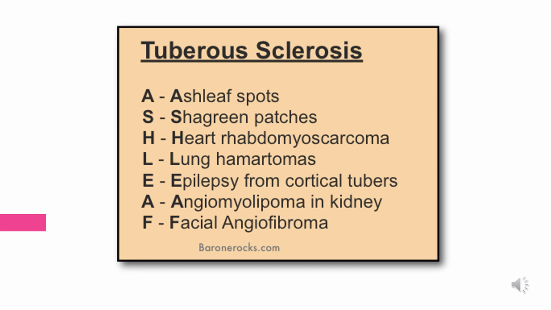So this is all about tuberous sclerosis. You can also remember the findings with the mnemonic ASH LEAF. A say ash leaf, S say shagreen, H say heart rhabdomyosarcoma, L say lung hamartomas, E say epilepsy from cortical tubers, and they also show subependymal lesions with candle dripping appearance. A say angiomyolipoma in kidney, and F say facial angiofibroma, that is nothing but your adenoma sebaceum.